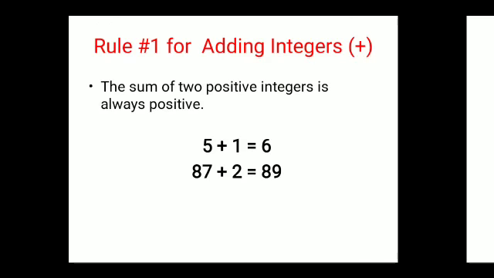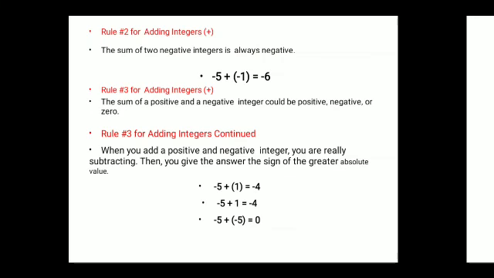Rule number 1 for adding integers: the sum of two positive integers is always positive. 87 plus 2 is equal to 89. Rule number 2, rule number 3, just look at it and please write it down.